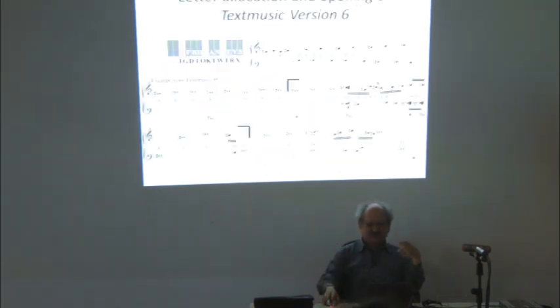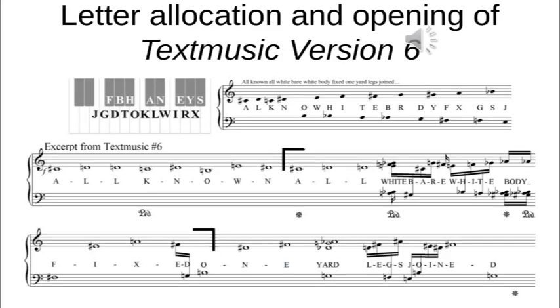So here's a very short example of version 6, and here you can see the allocation of the text. This is by Samuel Beckett, all known, all white, bare white body, fixed 1 yard, legs joined, and so on and so on. This is from the text called Ping. And here you see the allocation. A, L, second L is dropped, K from the known, N from the known, O, W, second N is dropped.